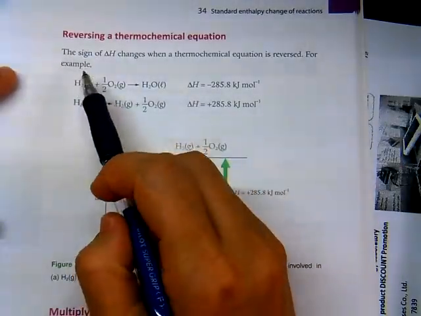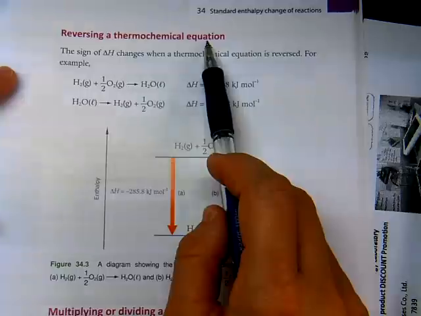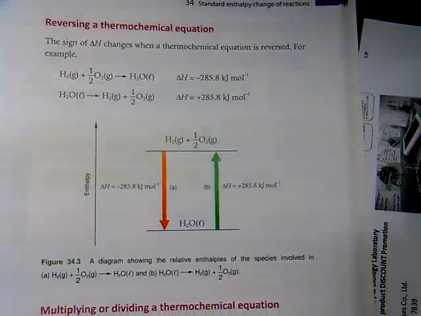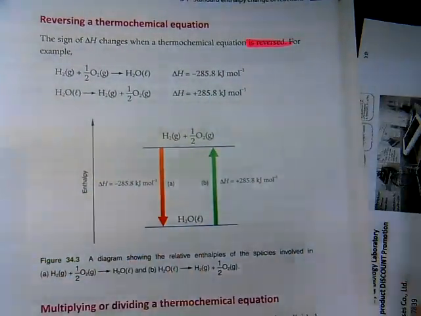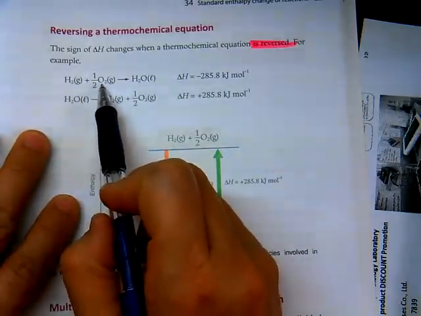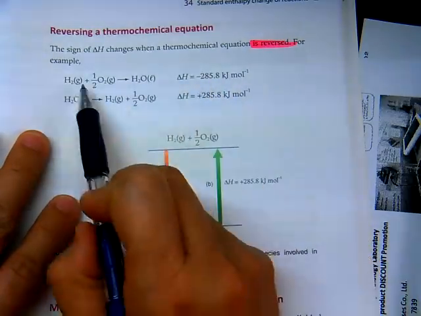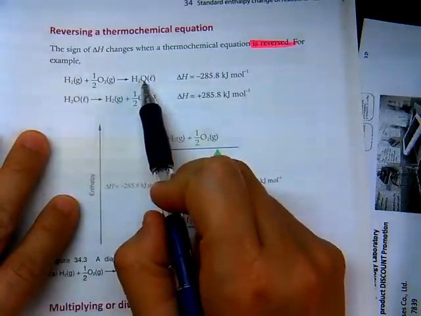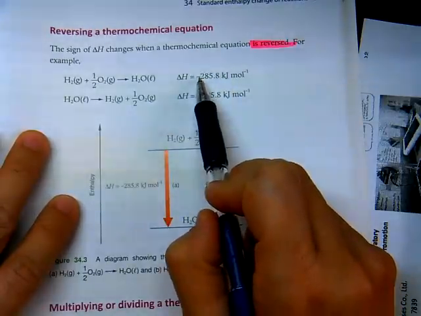Next, how about the direction? If we reverse a chemical equation, the sign of delta H is reversed. Now, what does it mean? Here, there is an example. H2 gas reacts with half mole of O2 gas to form H2O liquid. When 1 mole of H2 gas reacts with half moles of O2 gas to form 1 mole of H2O liquid, 285.8 kilojoule of heat is released.